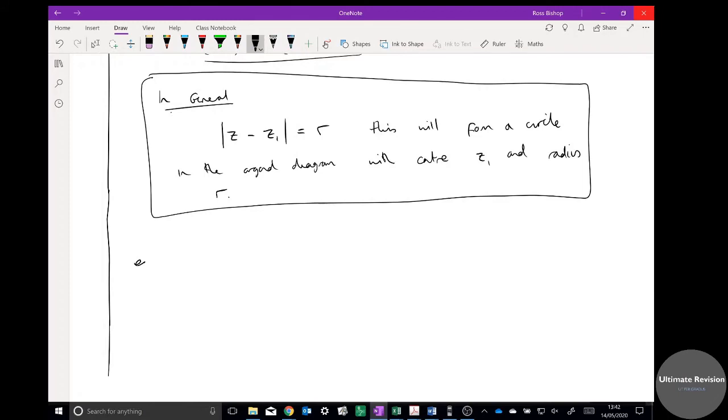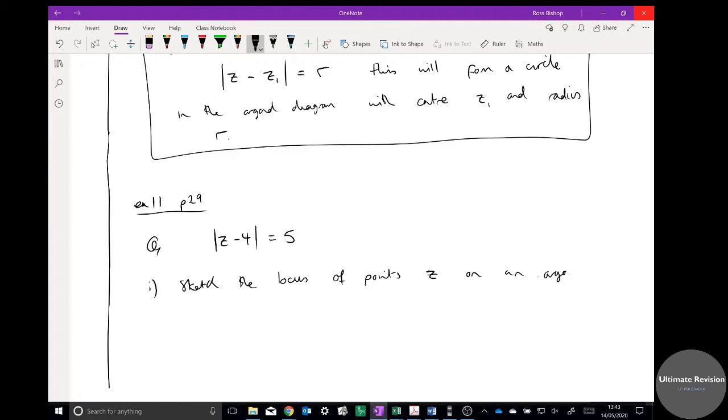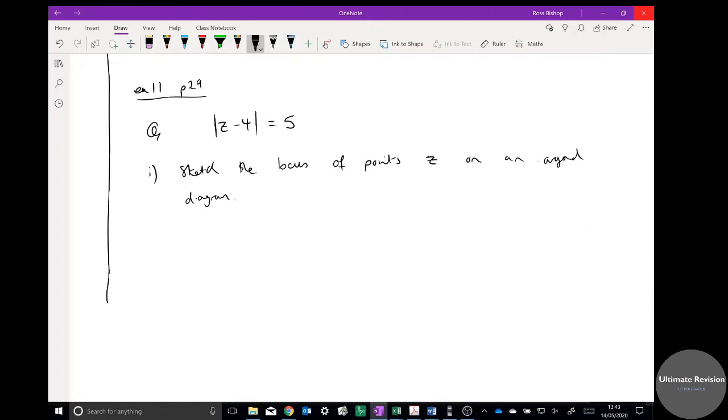This is all from the book. I'm going to look at example number 11 first, which is on page 29. Here's the question. It says the modulus of z minus 4 equals 5. That's a given. Part 1, sketch the locus of points z on an Argand diagram. Maybe pause the video at this point to have a go at that.